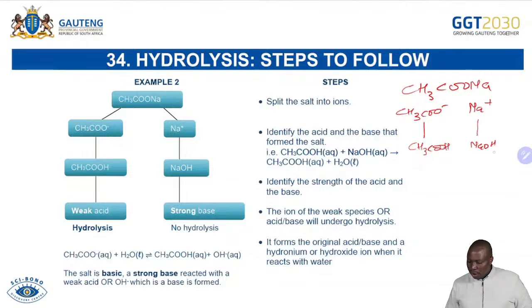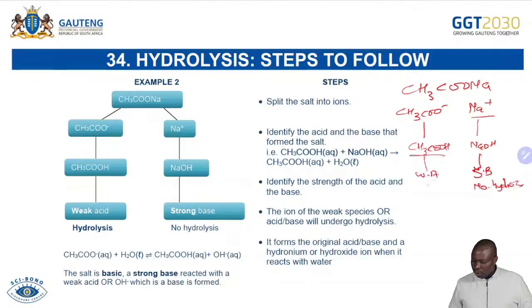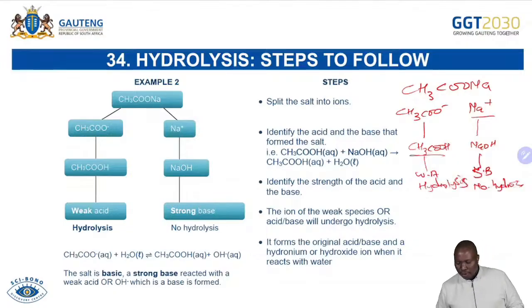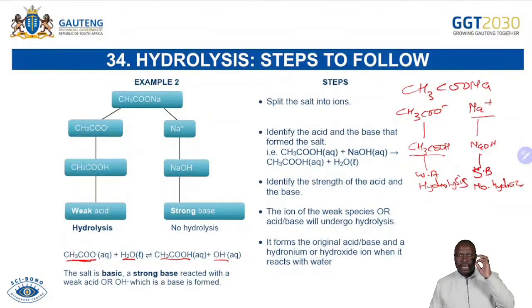Now, it means you are going to say this one from a strong family, Na+, will not hydrolyze. No hydrolysis. From a strong base, no hydrolysis. As long as you're coming from a strong family, no hydrolysis. But now the ethanoate is from a weak acid. So definitely, because it's from a weak acid, it will undergo hydrolysis. And remember, it is the ion that undergoes hydrolysis, which means it will be CH3COO- reacting with water to form ethanoic acid and OH-, or hydroxide ion.